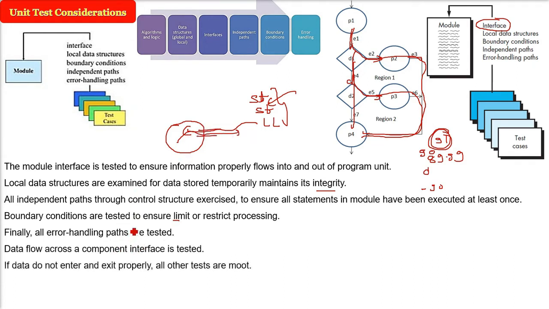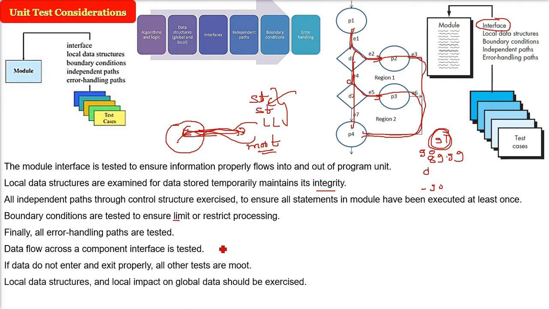The error handling paths should be checked, and data flow across a component interface should be tested. If the data is not entering and exiting properly, the other tests are moot. So interfacing, the data going out and in, is the basis of your unit testing, because ultimately this unit is going to be tested with other units.